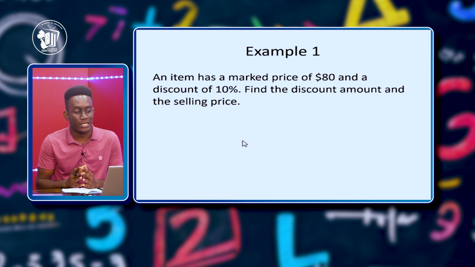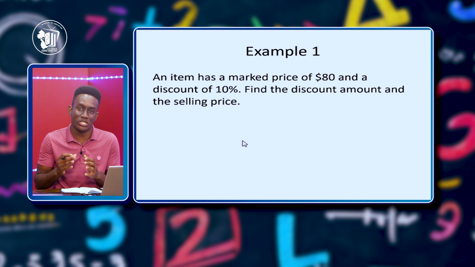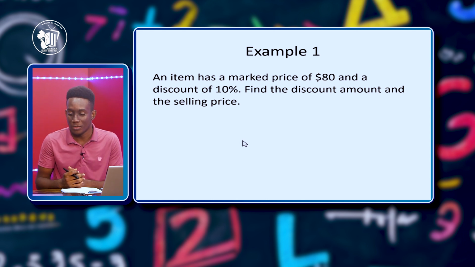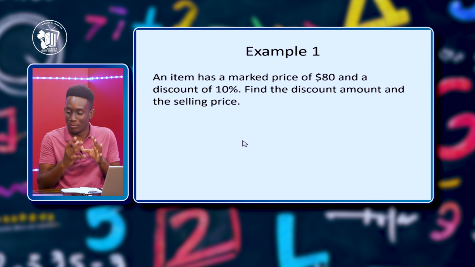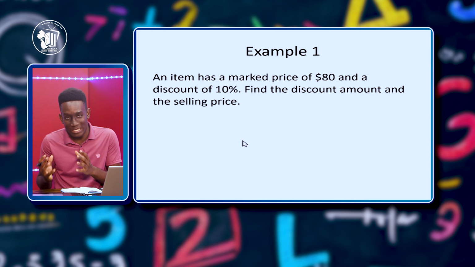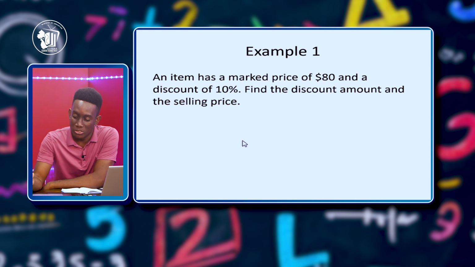So the first one, an item has a marked price of $80 and a discount of 10%. Find the discount amount and the selling price. So most times questions will just ask you to find the cost of the item after the discount. But for this scenario, I'm asking you to find both the discount and then the selling price. Either way, you'll have to do both. So the first things first, let's find the discount.